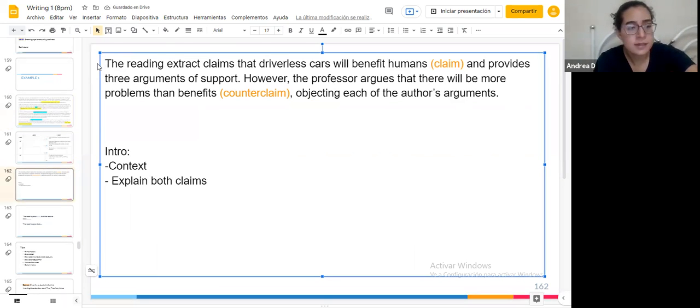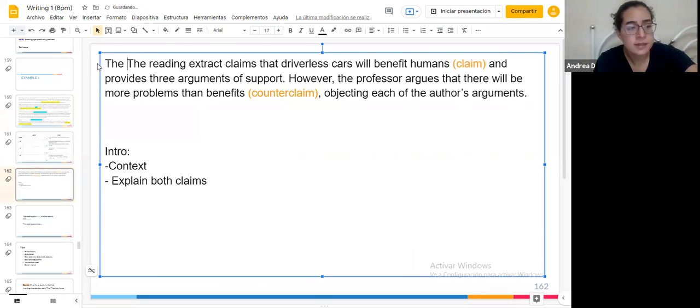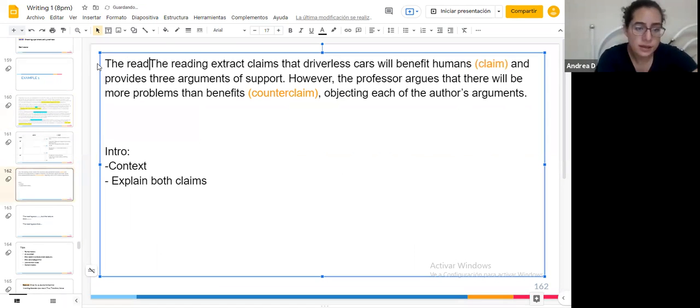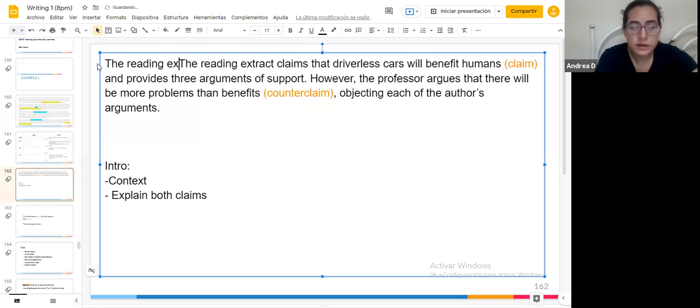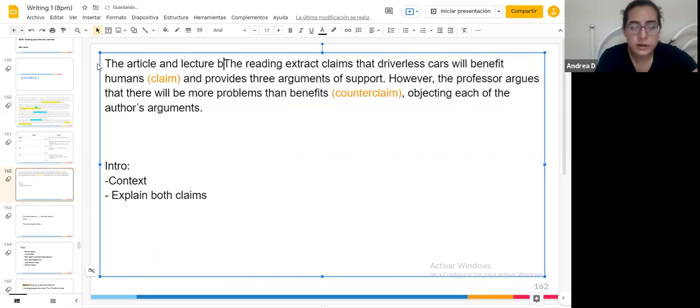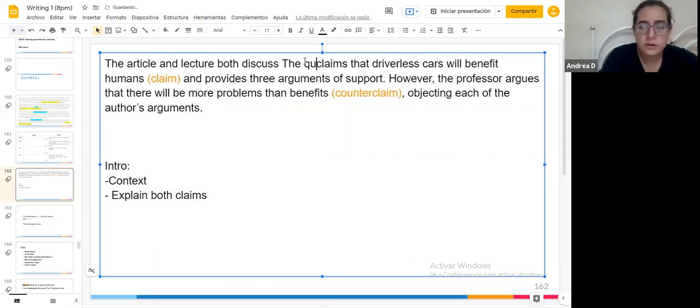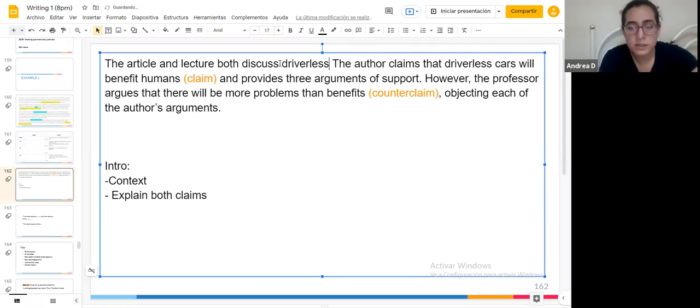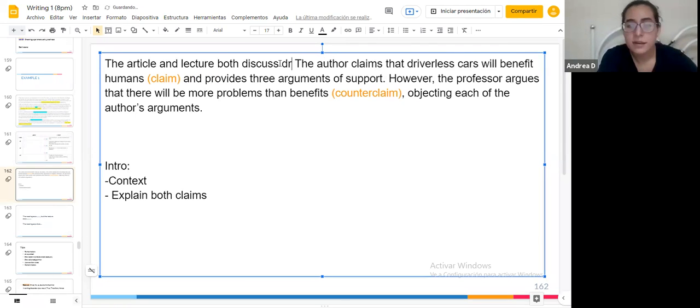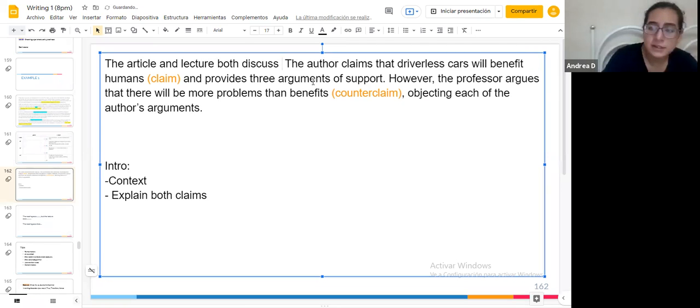So you can say something like, okay, we're gonna change the word. So the reading or the article maybe. The article and lecture both discuss, we could say, or are both on. And here we're gonna change the words and we're gonna say the author and the professor. Okay, so the article and lecture both discuss, and here you just mention the topic, right? Try not to repeat. So if we have said driverless cars here, let's say autonomous cars.